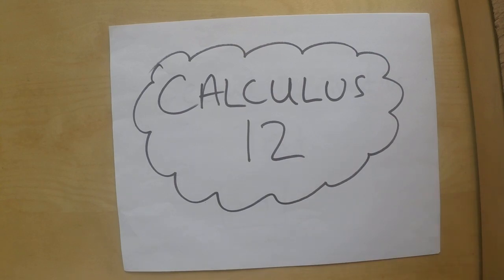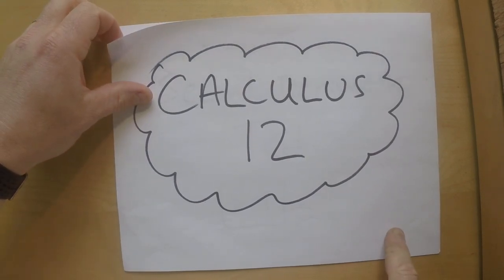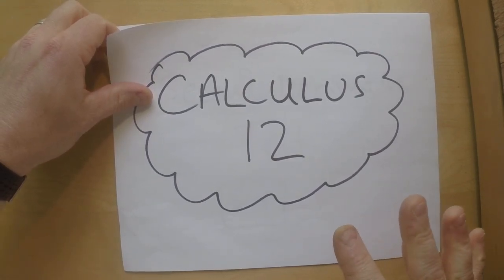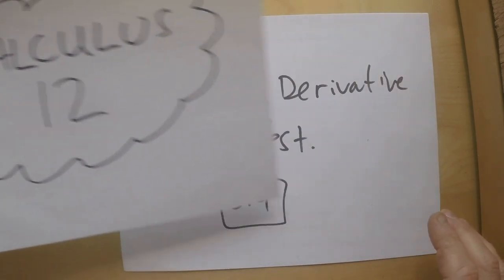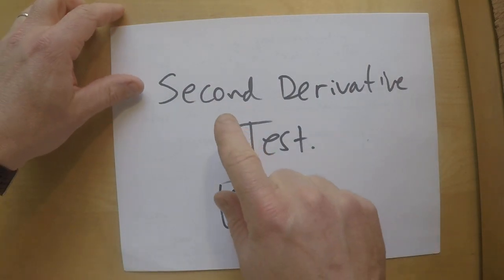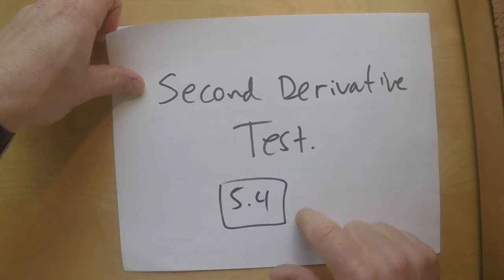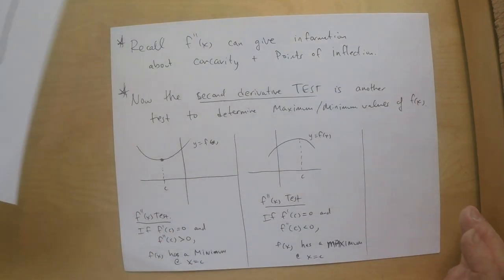And let's roll. We're going to be looking at the second derivative test. So we're in chapter 5, kind of in the midst of learning concavity and points of inflection. Now we're going to talk about a test that uses the second derivative, and it's 5.4 in the textbook.